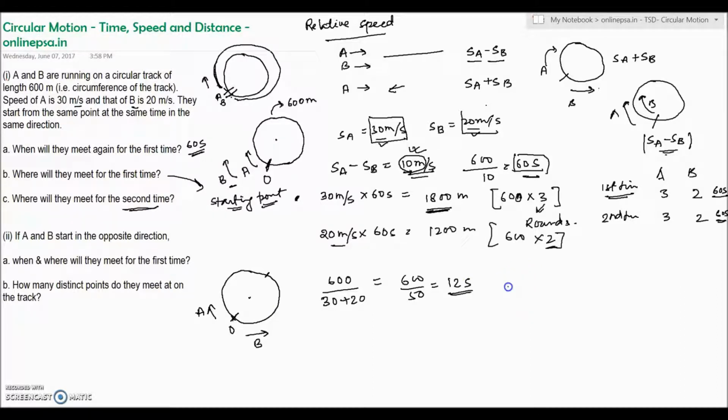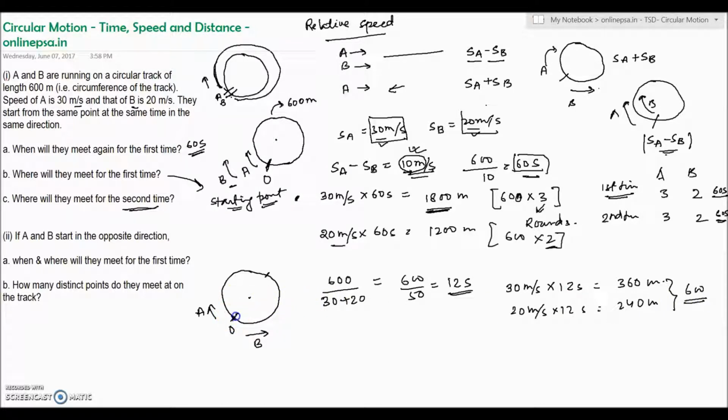A would have covered 30 meters per second multiplied by 12, which is nothing but 360 meters, and definitely B would have covered 240 meters of distance. So 20 meters per second times 12, and together they are 600, which is the entire circumference or the track length.